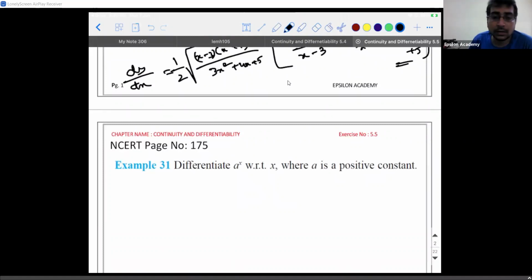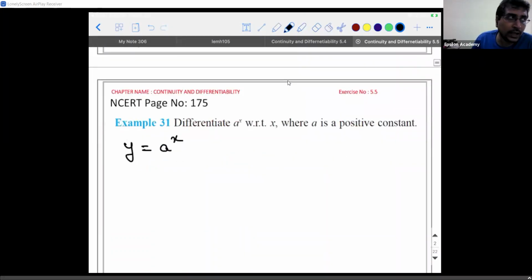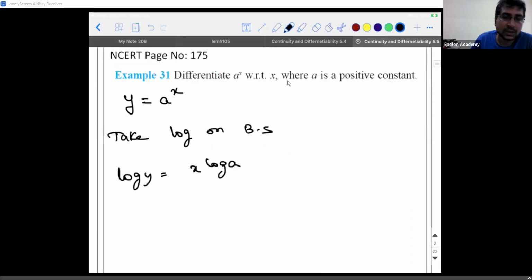Okay. So differentiate a power x with respect to x. So y is equal to a power x. Wherever you have an exponential function, take log on both sides. To be more specific, wherever you have an exponential function with a base other than e, take log on both sides. Then what will you get? Log y is equal to x log a.